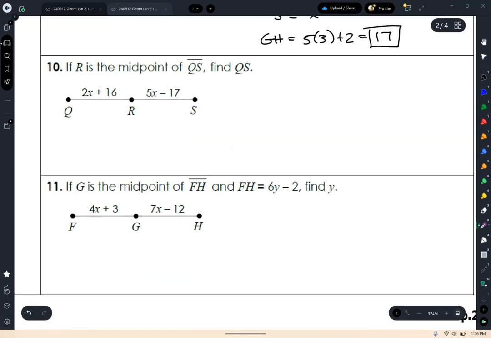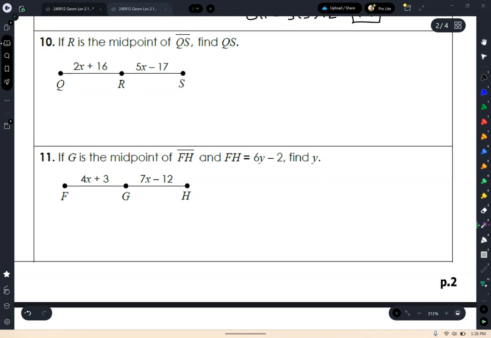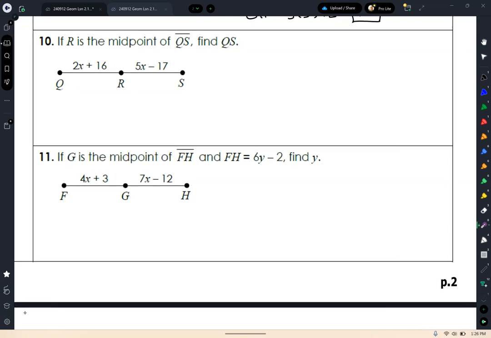Okay, let's skip 10. Let's do number 11. 11's a little weird. You've got G being the midpoint of FH. Okay, all right. We got some segments, measurements, 4x plus 3 and 7x minus 12. We know that the whole measure, FH, is 6y minus 2. Find the value of y.